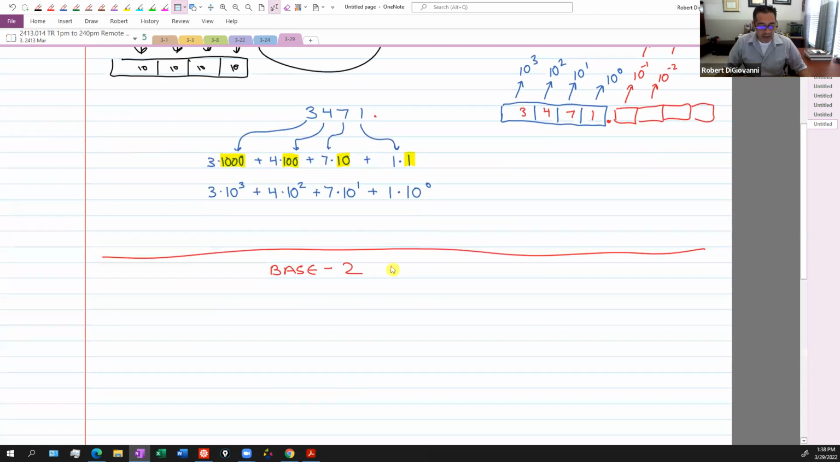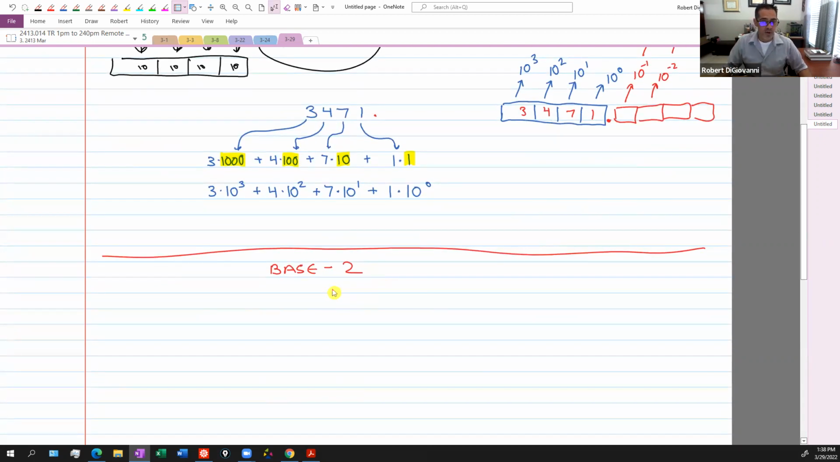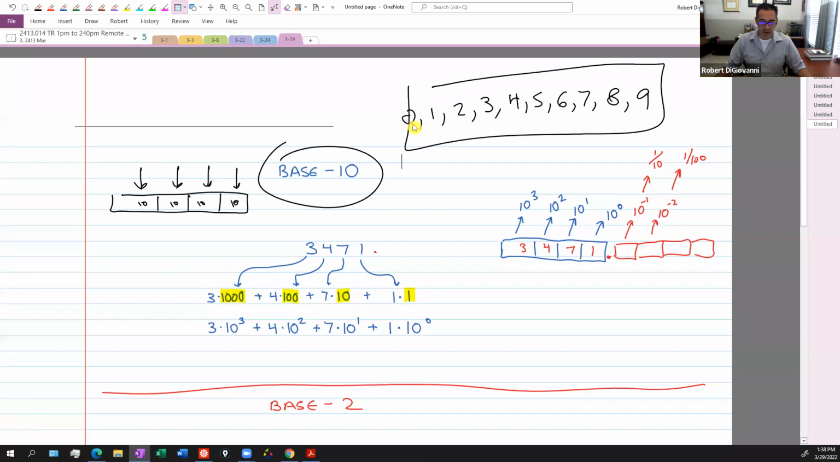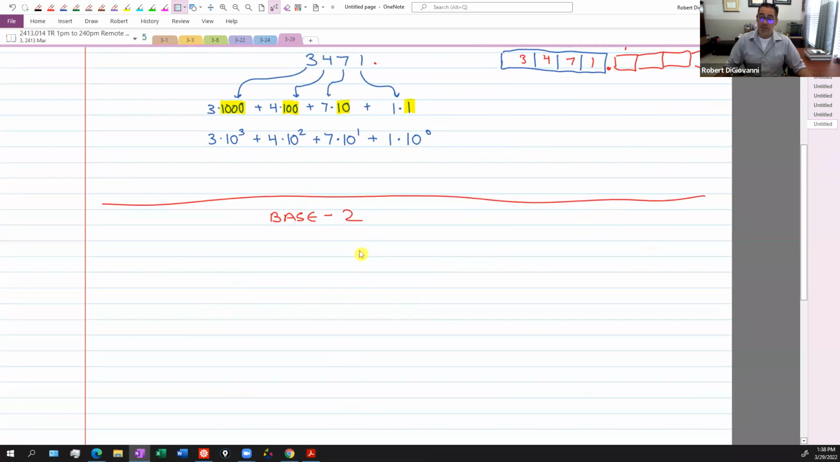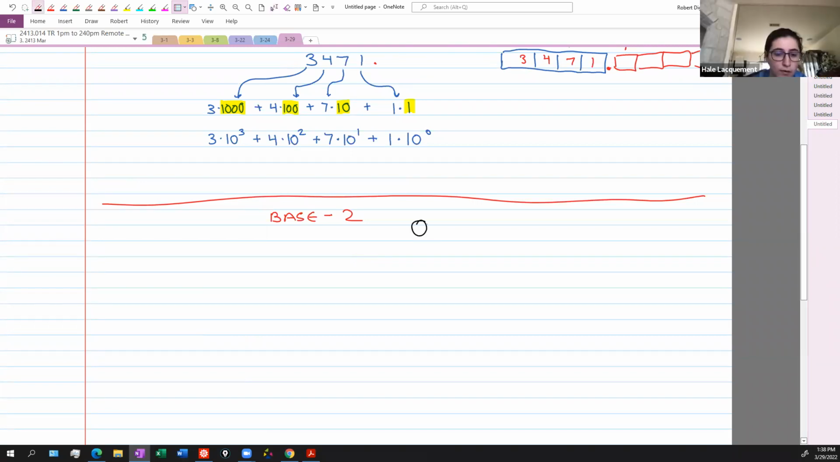So what is a base 2 number system? Well, how many things are possible? If in base 10, there are these 10 digits we can use, in a base 2 number system, how many things can you use? Only 2. What are they? 0 and 1. You're only allowed to use zeros and ones. Computer science majors, binary, this is what computers do, right?